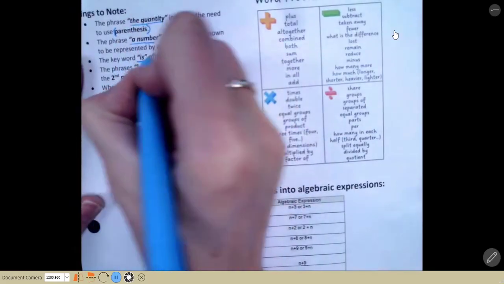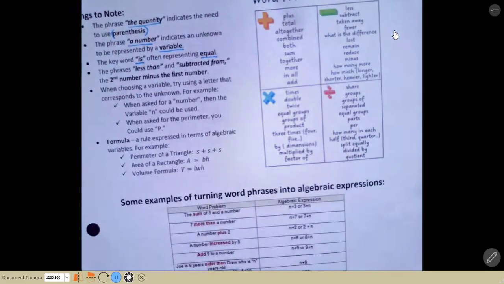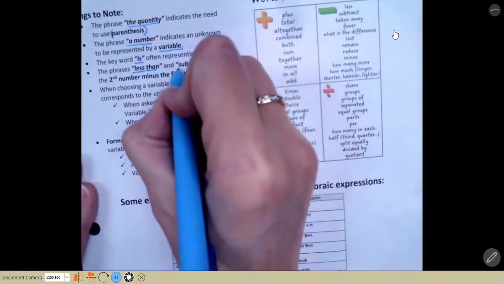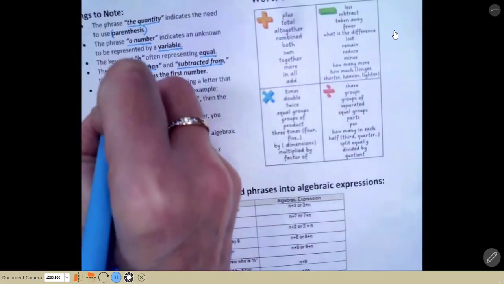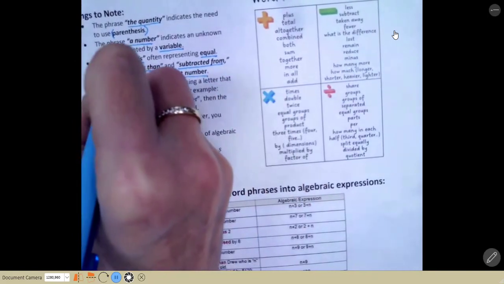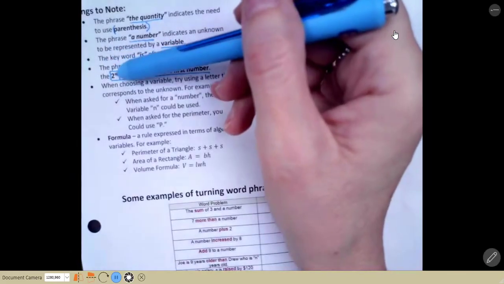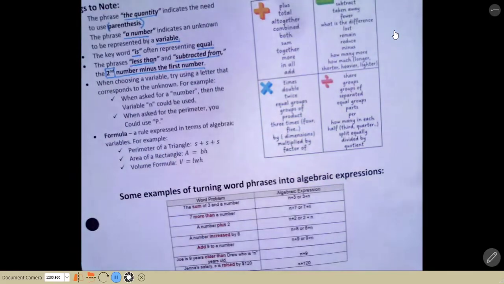"Is" often refers to equal, but not all the time. But most of the time it's equal. "Less than" and "subtracted from": it's the second number minus the first. So a lot of times if we see less subtracted from 7, we would put 7 minus, or we would put something minus 7. But in this case, the second number would come first. And when we come across one like that, I'll refer to it so you know what I'm talking about.